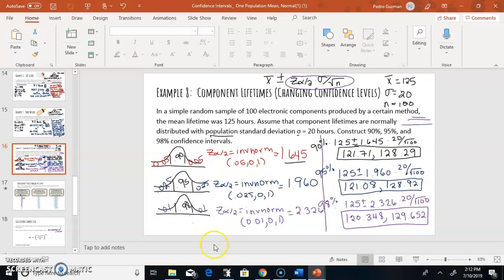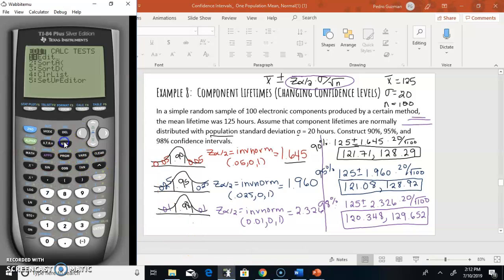Let's do number 8. This is where we did 3 in a row. So, let's do the first one. Stat, Tests, number 7. Let's see, the sigma was 20 here. X-bar was 125. N was 100. Confidence level, the first time was 0.90. Calculate, and we get 121.71 to 128.29.